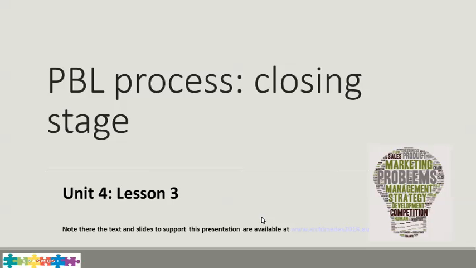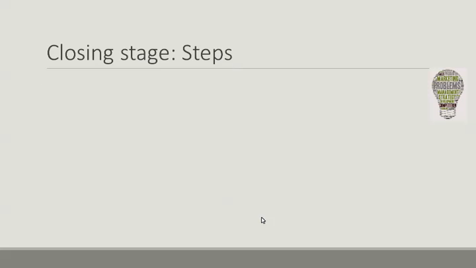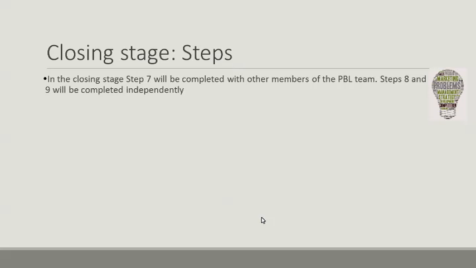Unit 4, Lesson 3, Problem-Based Learning Process, the closing stage. This lesson will examine the steps completed in the closing stage and offer a solved problem-based learning problem from a learner's perspective. In the closing stage, Step 7 will be completed with other members of the problem-based learning team. Steps 8 and 9 will be completed independently.